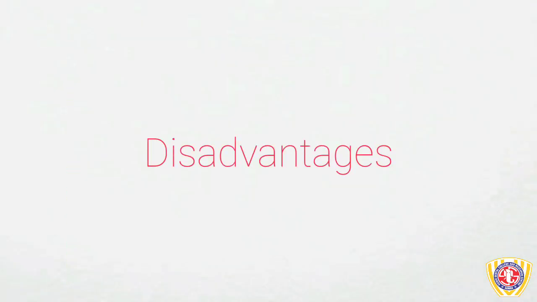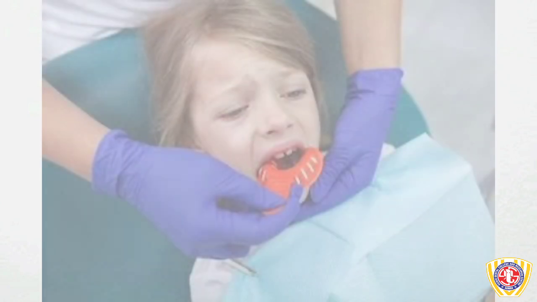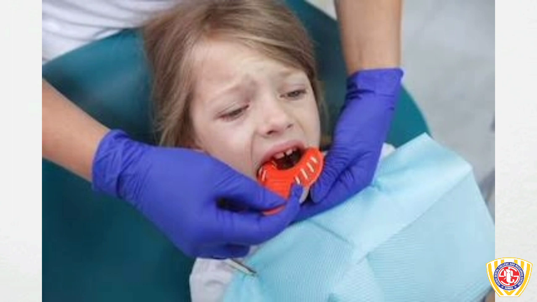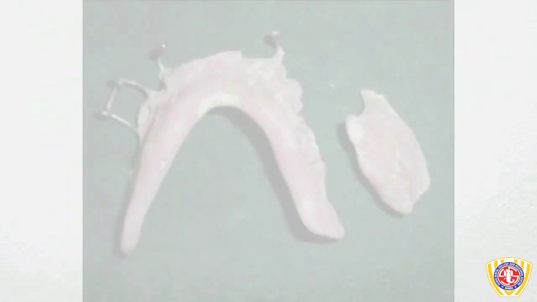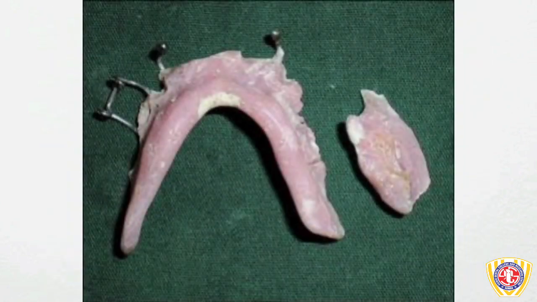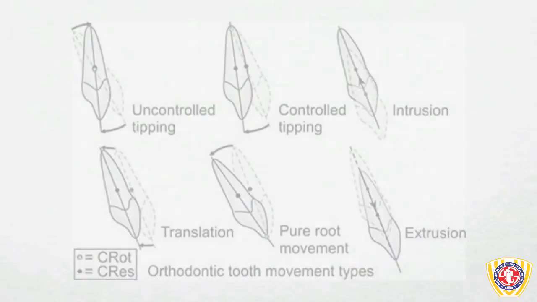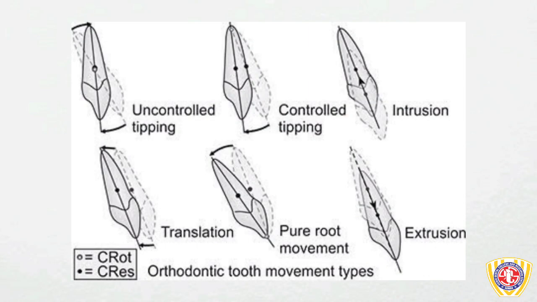Now let's look at a few of the disadvantages of removable appliances. Since a removable appliance can be removed and placed by the patient, we are completely dependent on patient cooperation for the treatment. The patient can misplace or damage the product, and they should also have enough skill to take care of and use these appliances. Only tipping movement is brought about by removable appliances, hence there is no three-dimensional control over the teeth.